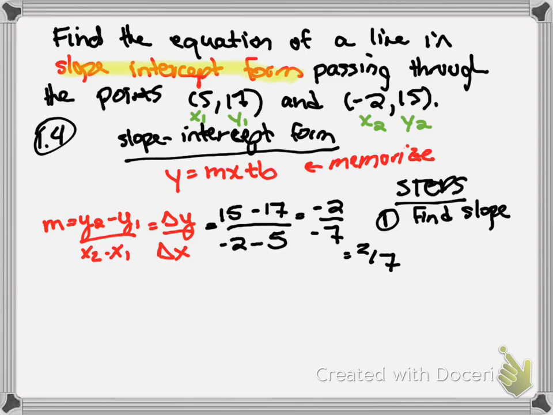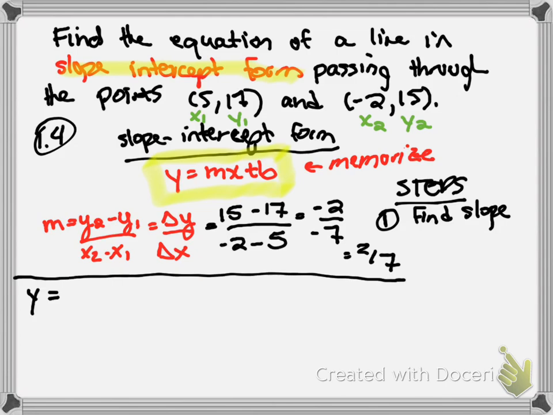Okay, so let's go back and remember our goal. This is our end goal. We're trying to get something in this form. So if we look at what we've done so far, we can write this as y is equal to 2/7 x plus, and we still don't know what b is, our y-intercept.